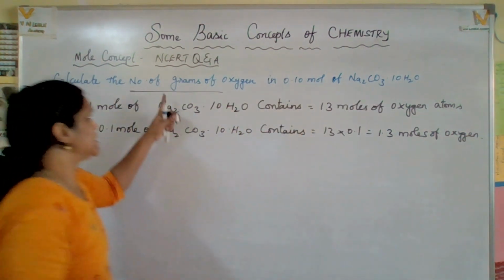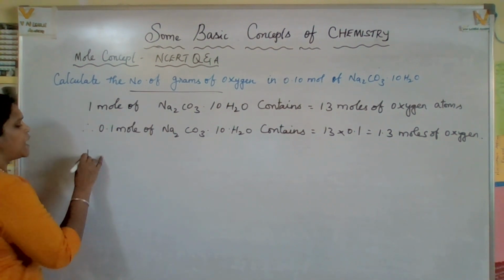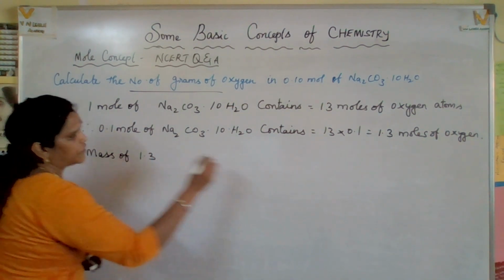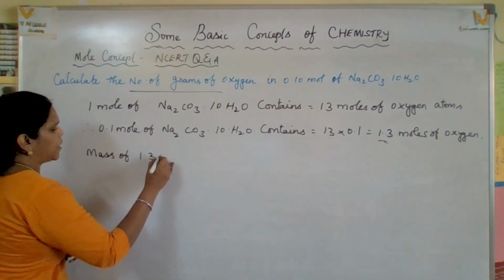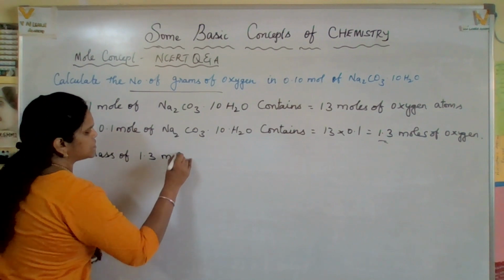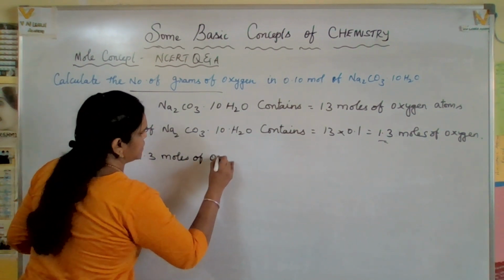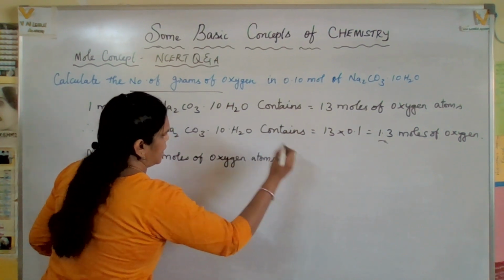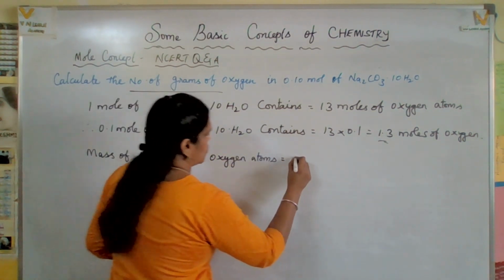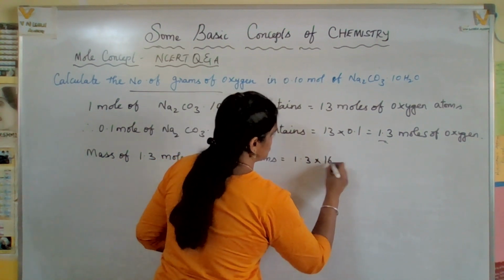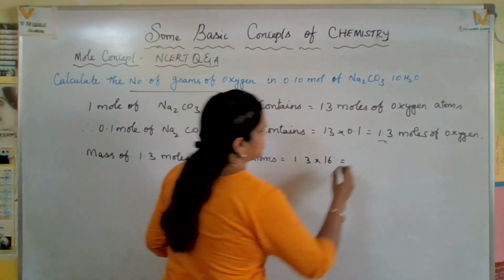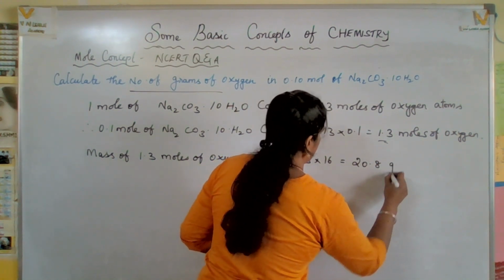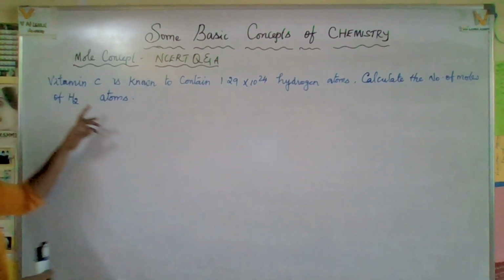Right. Now they are asking for the number of grams. So the mass of 1.3 moles of oxygen atoms is equal to 1.3 into 16. How much will you get? 20.8 gram.